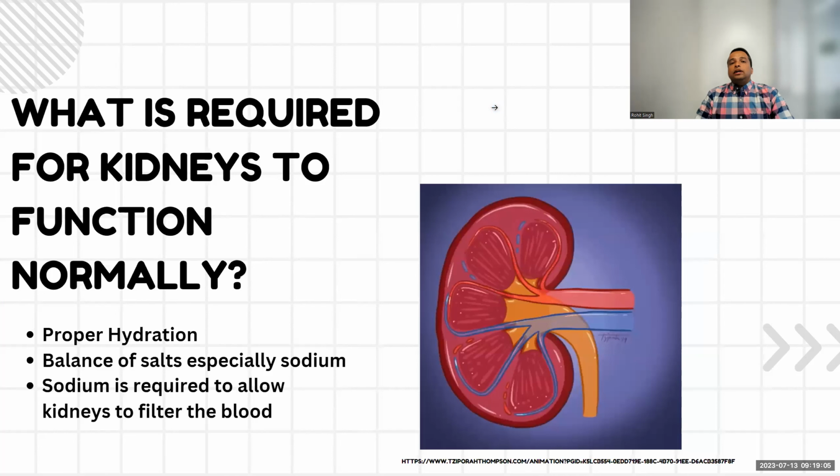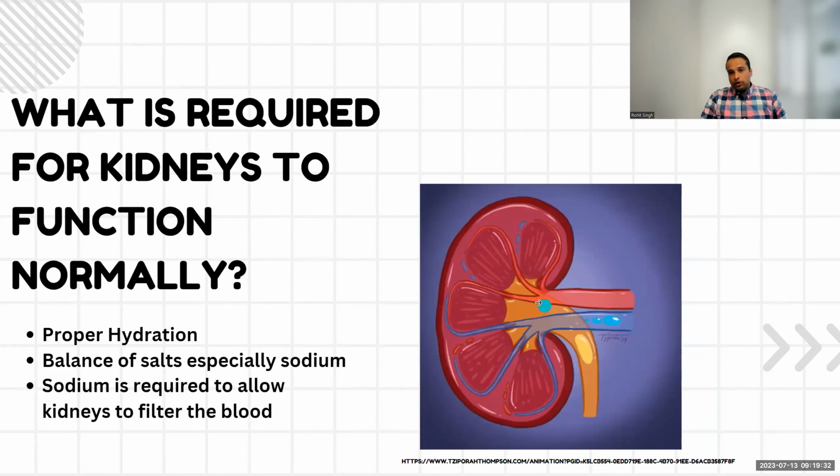So what is required for kidneys to function? First and foremost is proper hydration. Any system in your body, when it is functioning, produces water as a byproduct. Besides that, your body still needs some amount of hydration. It doesn't require excess, but it requires some amount of hydration so that your kidneys are able to filter things properly. It requires a proper balance of salt, especially sodium.